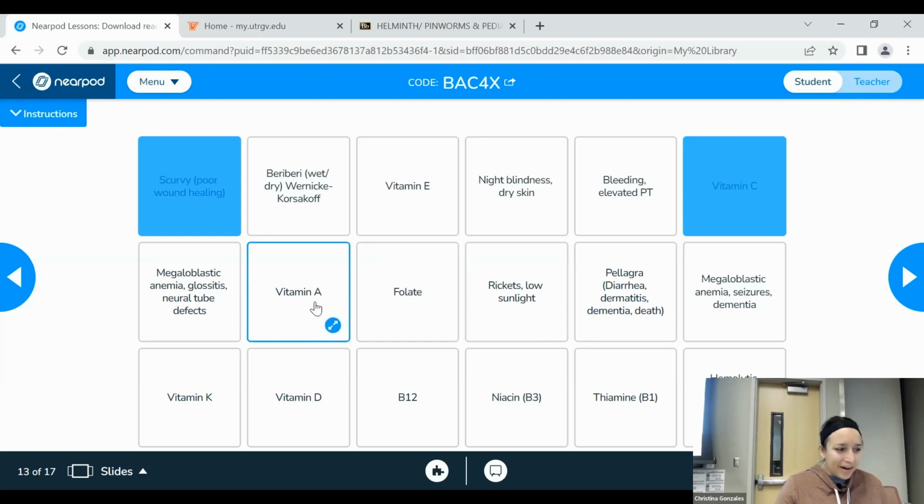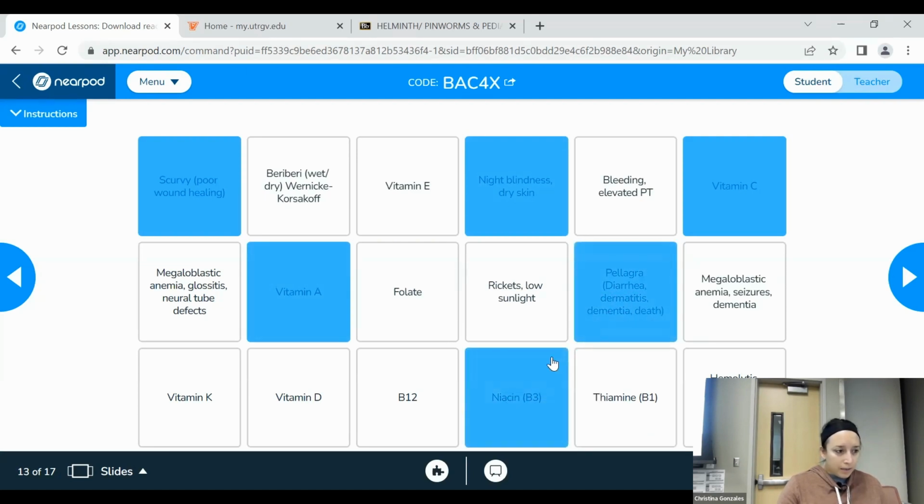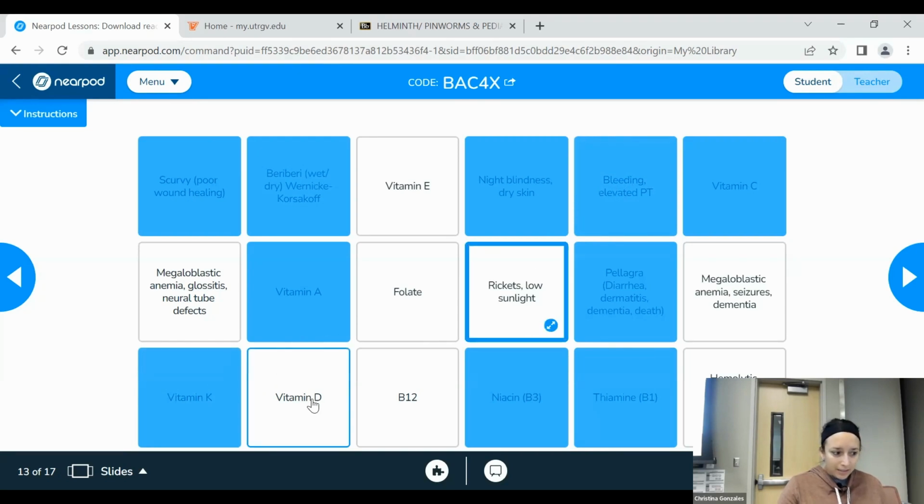All right, let's see. Vitamin A, I'm going to look for blindness, some sort of night blindness, right? Where is it? Right here. All right, let's see. Pellagra is going to be B3, niacin. Beriberi is going to be B1, thiamine. Let's see. We're bleeding, elevated PT is going to be vitamin K. Another throwback to Dr. A's module. Very good. Rickets is going to be vitamin D.